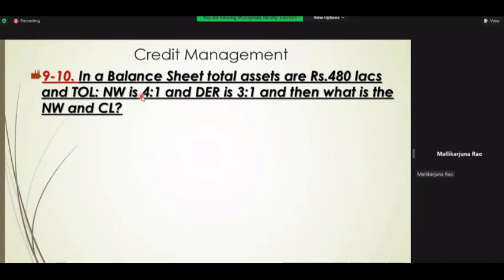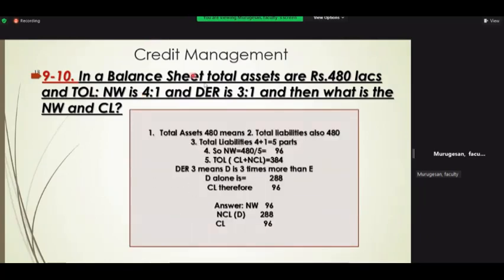480, very good. Okay, we'll see it one by one. Now step number one, total asset. This is the question, and this is the solution explained. Total asset 480 means total liability is also 480. This is the first point: 480, 480.